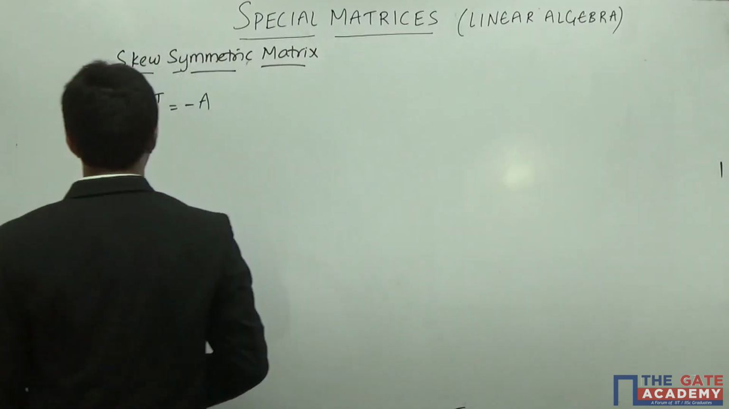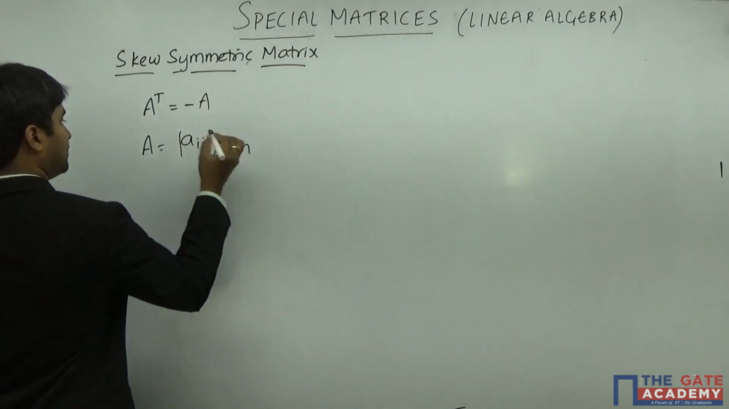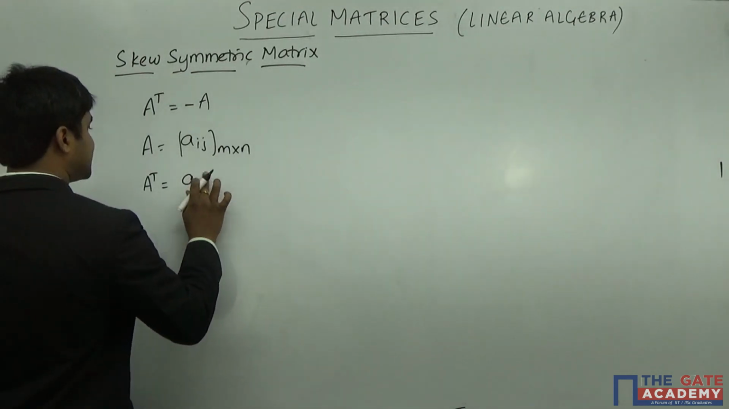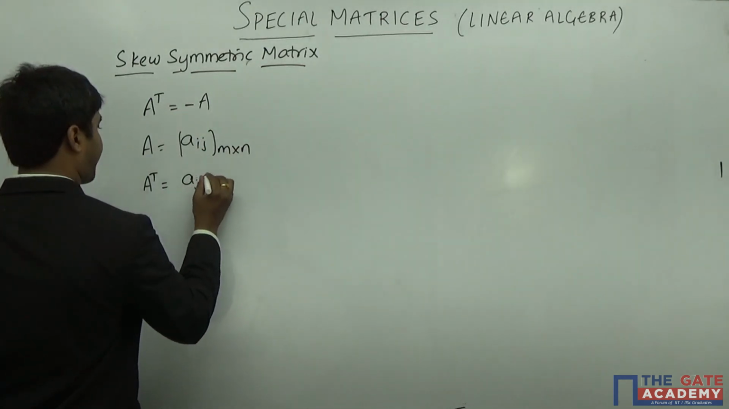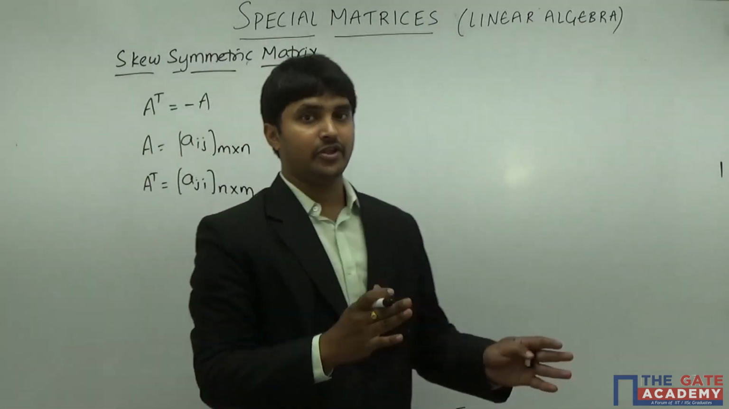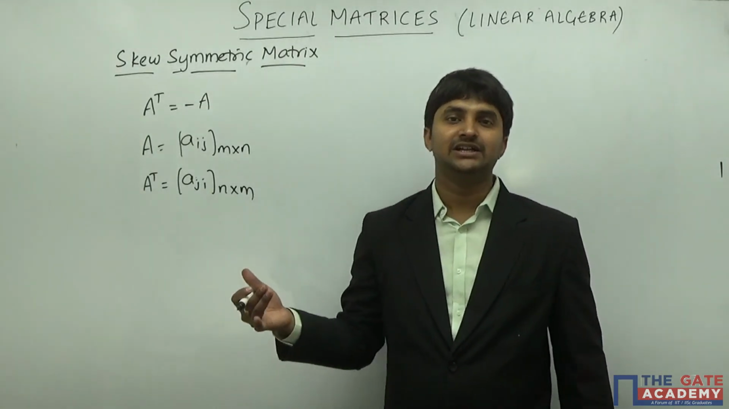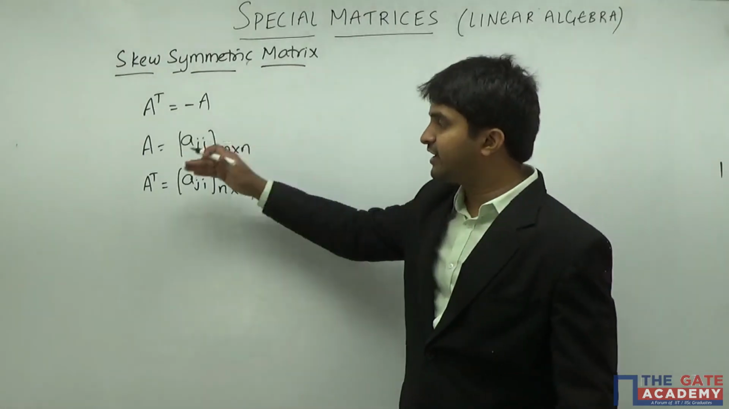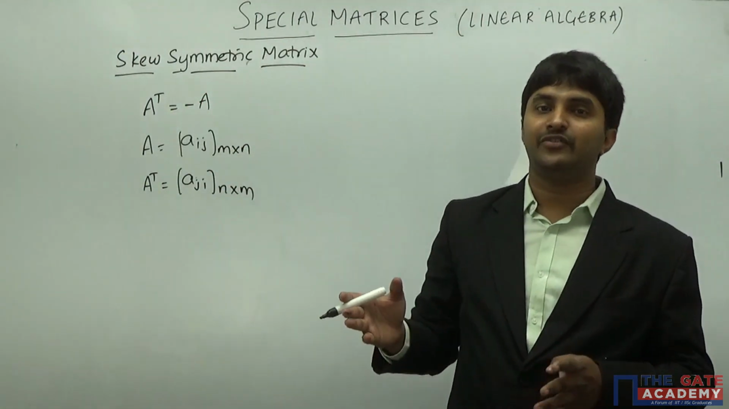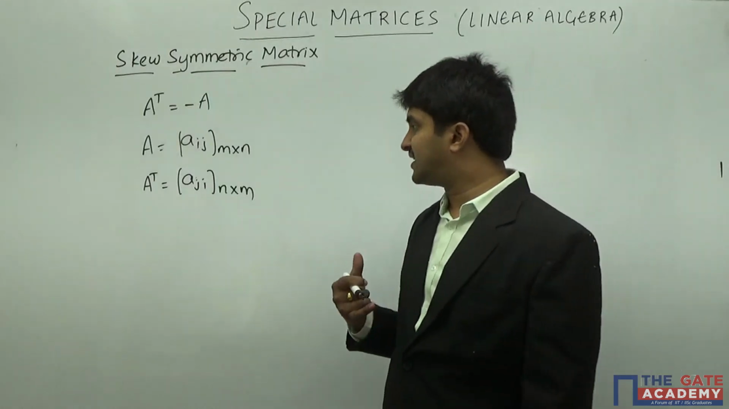Now what does it mean? We know that for the matrix A, which can be written as Aij, m by n, the transpose is going to be Aji, n by m. Now, the moment you write A transpose is equal to minus A, when you are equating the matrices, the only important thing is that their order has to be the same. So it means that it has to be a square matrix.